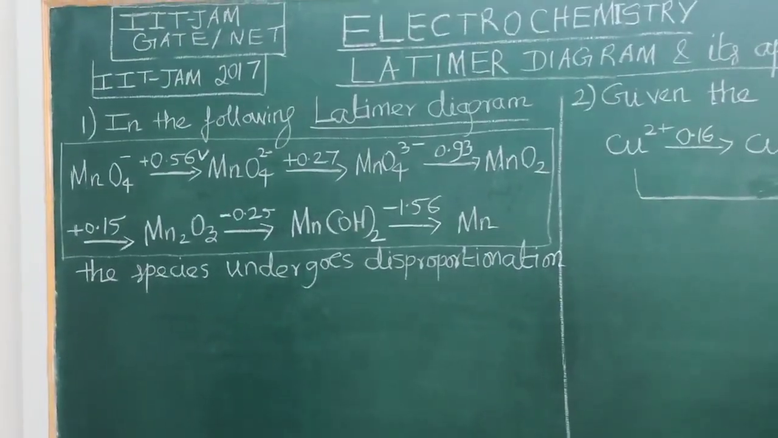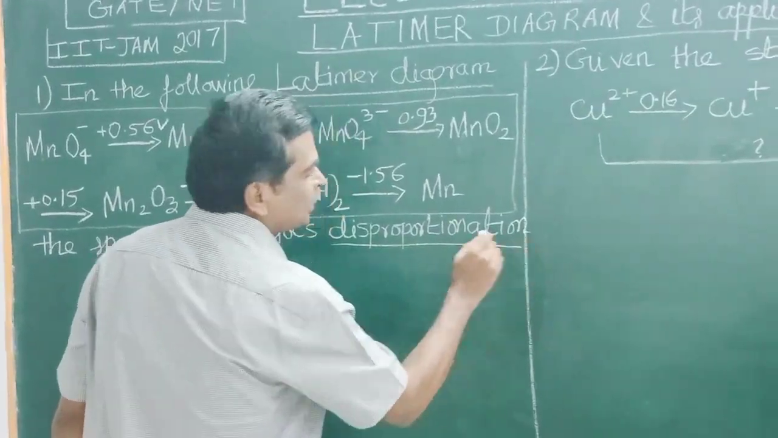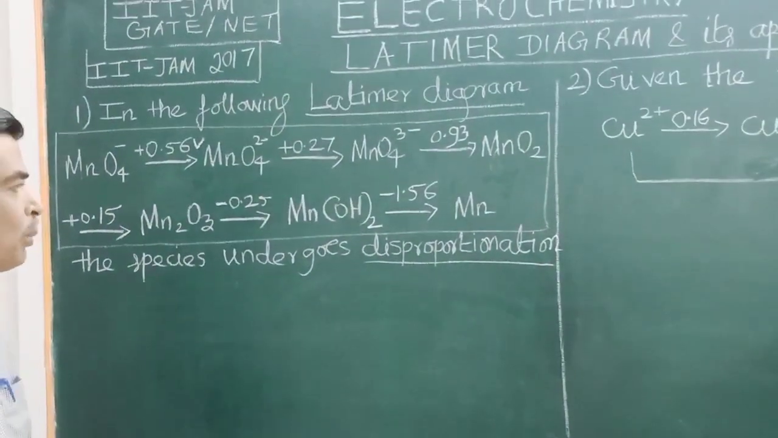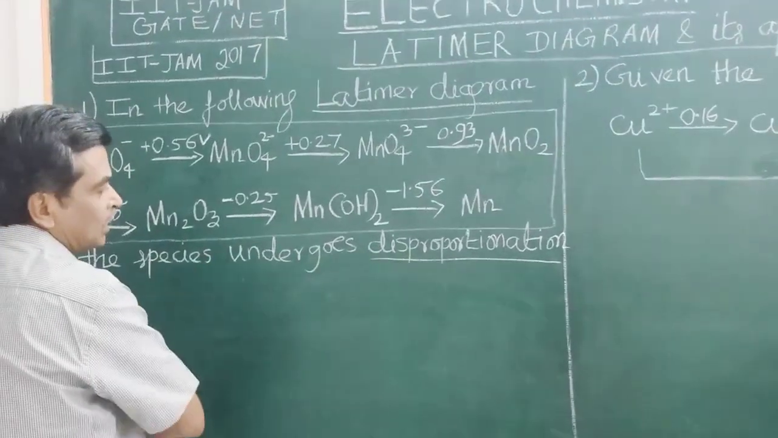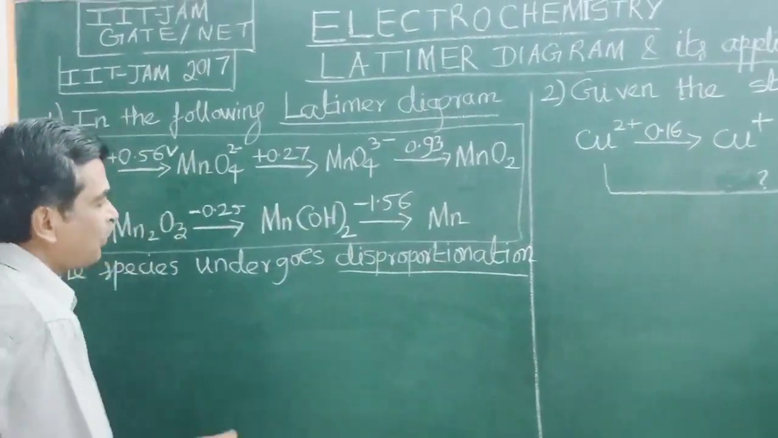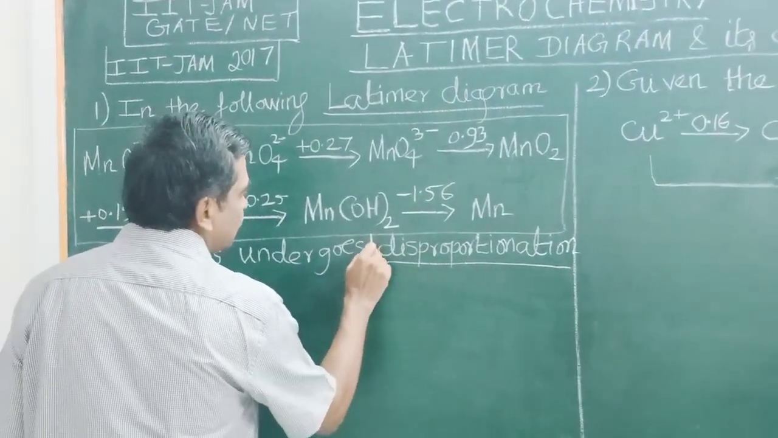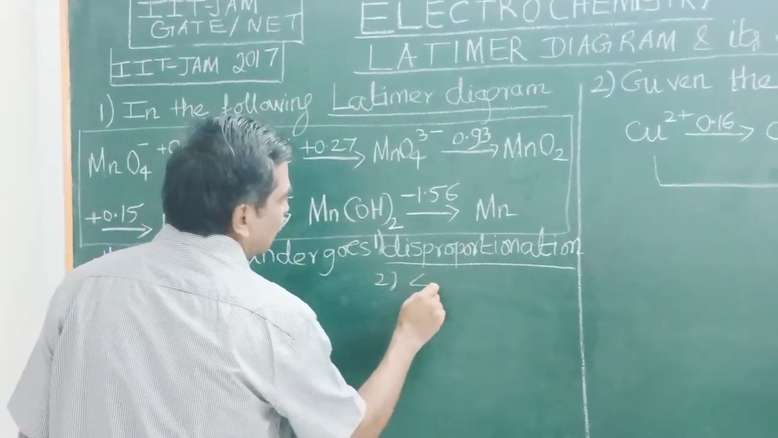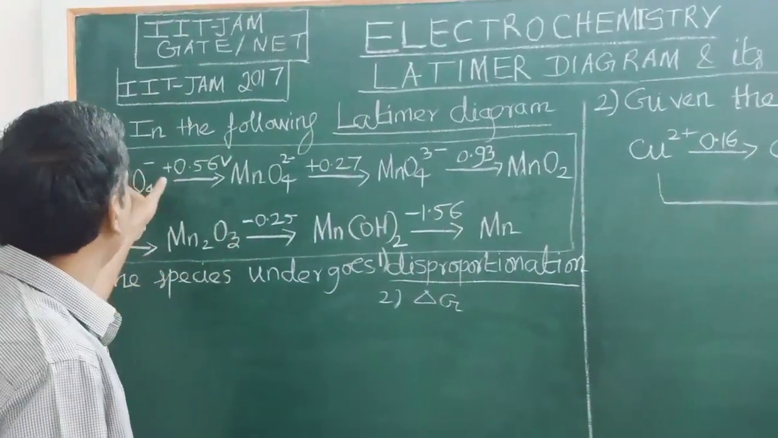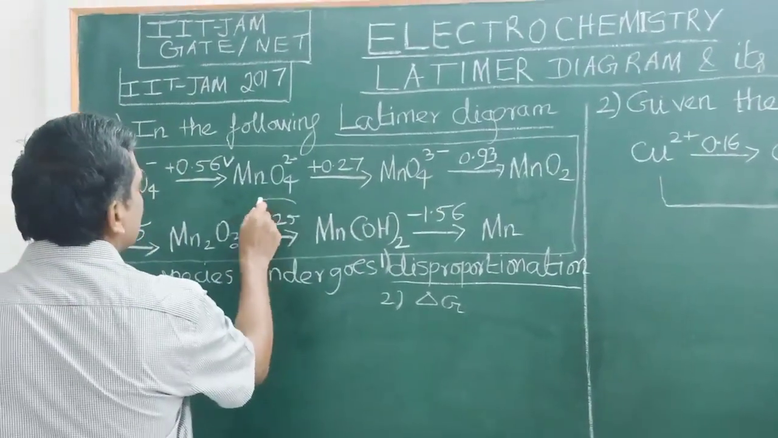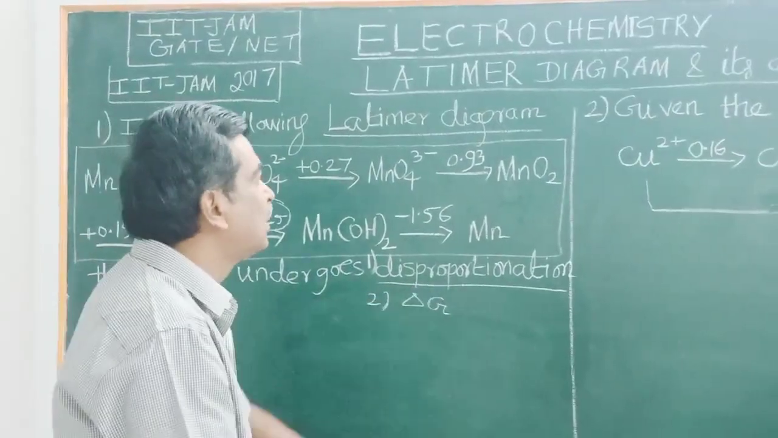Okay, now there are two applications. It tells which species undergoes disproportionation, and we can also calculate the free energy delta G value. So there are two applications. One is disproportionation. Two is that delta G can be calculated, and also the potential of an unknown species. For example, you know everything, but suppose you don't know this one. We can calculate it using the Latimer diagram.